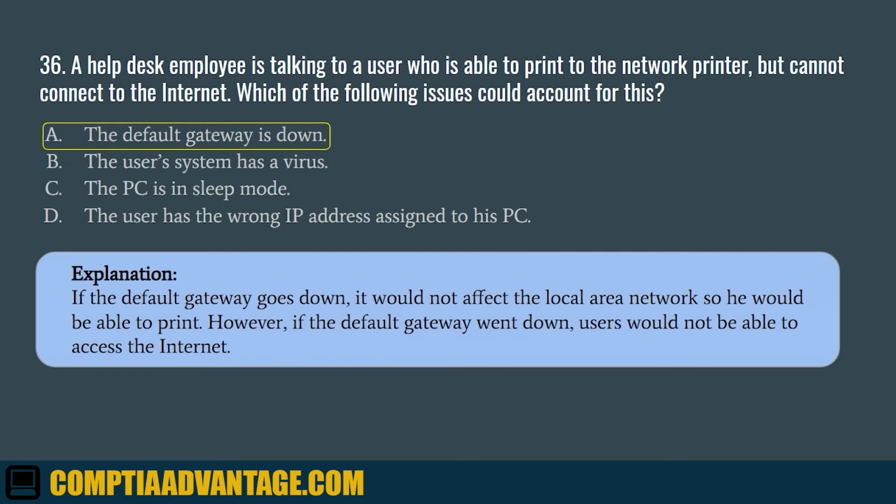If the default gateway goes down, it does not affect the local area network, so he would be able to print. However, if the default gateway went down, users would not be able to access the internet.